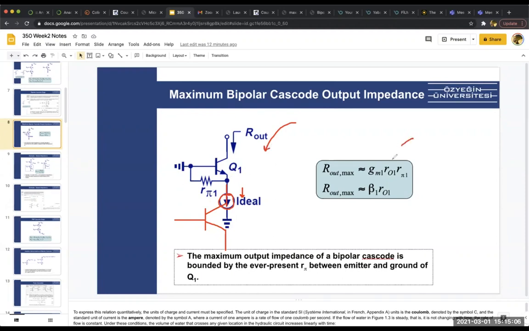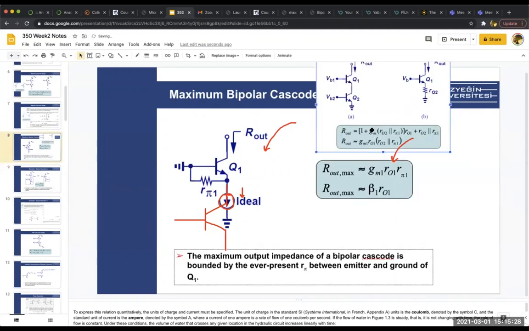When I do that, we know that ROUT is this, right? gm1 times RO1 times r_pi1. And if I go back, gm1 times RO1, and as I mentioned, r_pi is much smaller, so we just neglected this. So this is ROUT for the cascode. The interesting thing is gm1 times r_pi1 becomes beta.